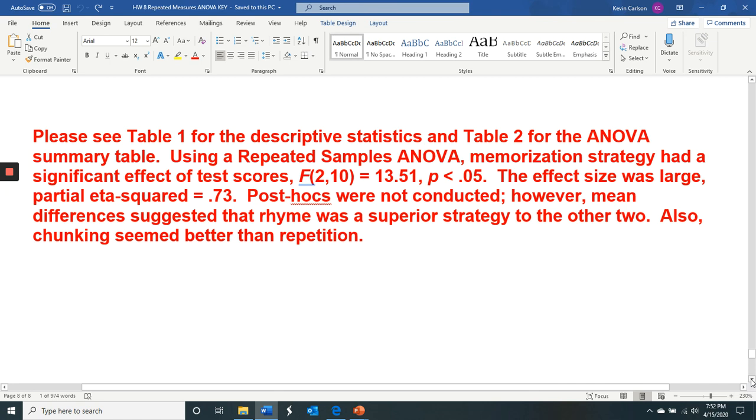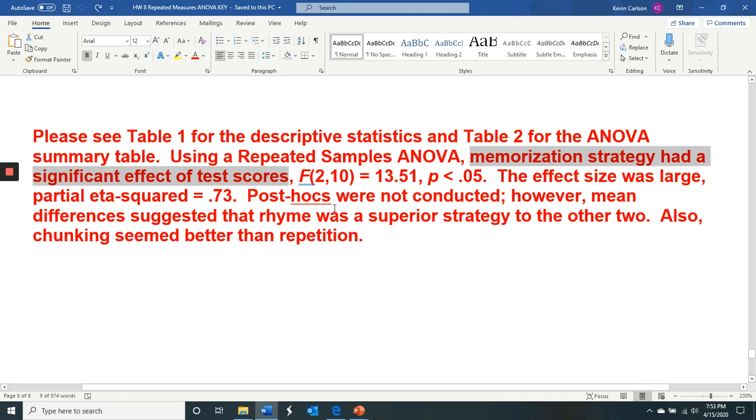And so we want to make reference to Table 1 and Table 2. And then I didn't do it in the last one. I'm not going to be a big stickler on this, but the official way of doing it is saying using a repeated measures ANOVA. Then we have the sentence about whether the IV and DV are related. So the IV, memorization strategy, had a significant effect on the DV, which is test scores. So the IV and the DV were related. So it seems, since we have an IV here, we can say that memorization strategy affected test scores, the DV.